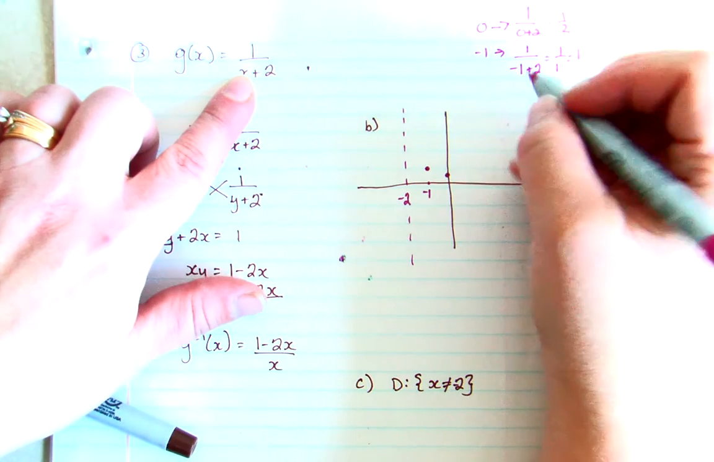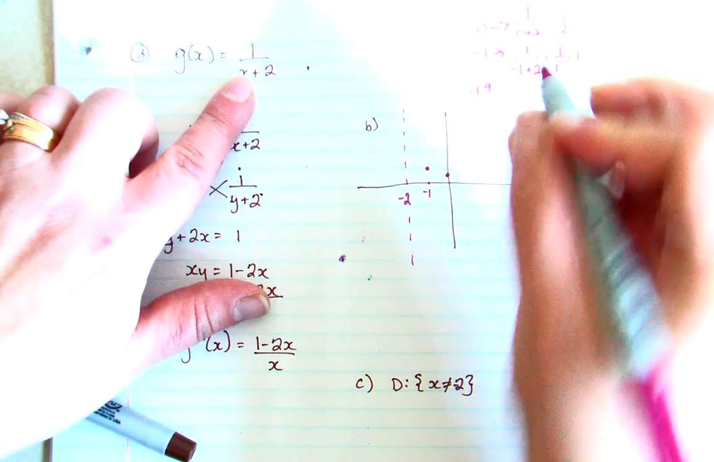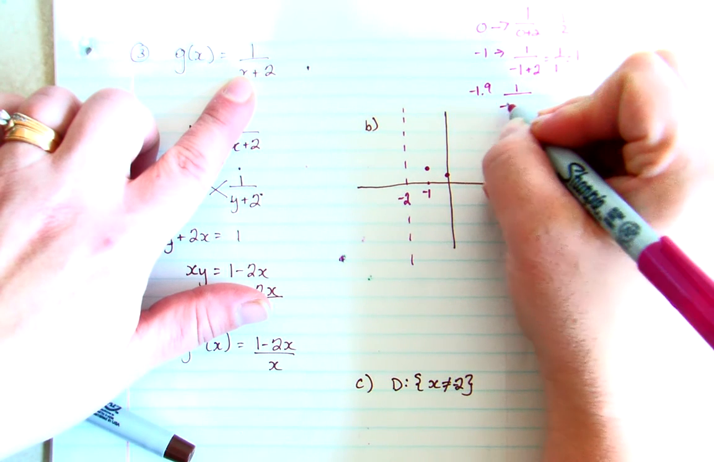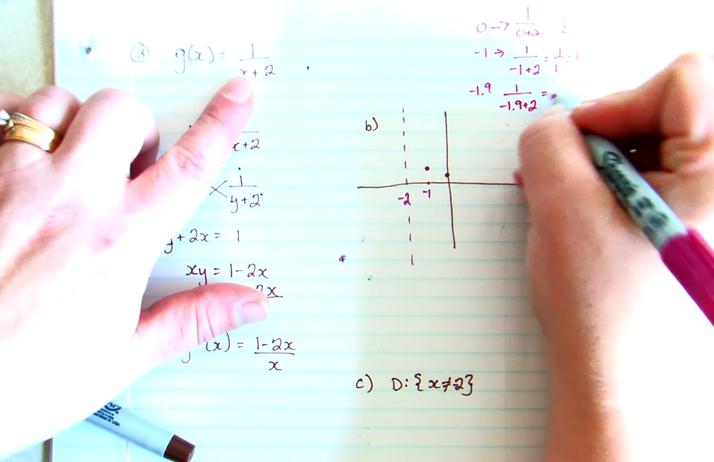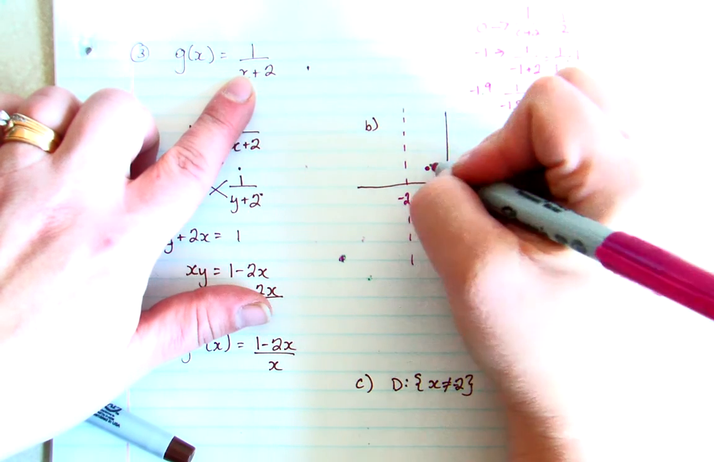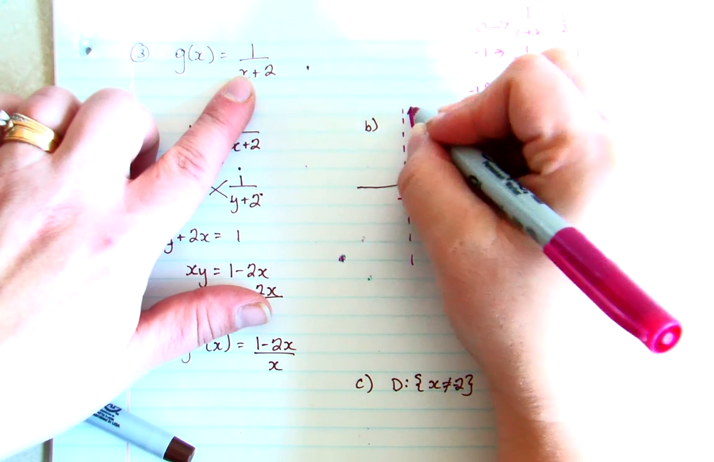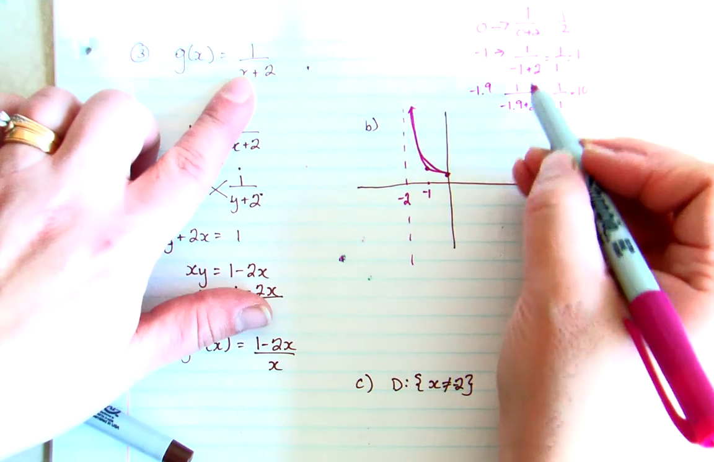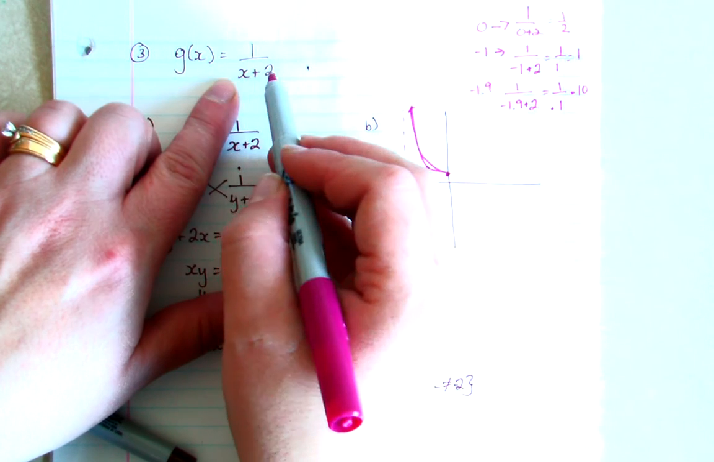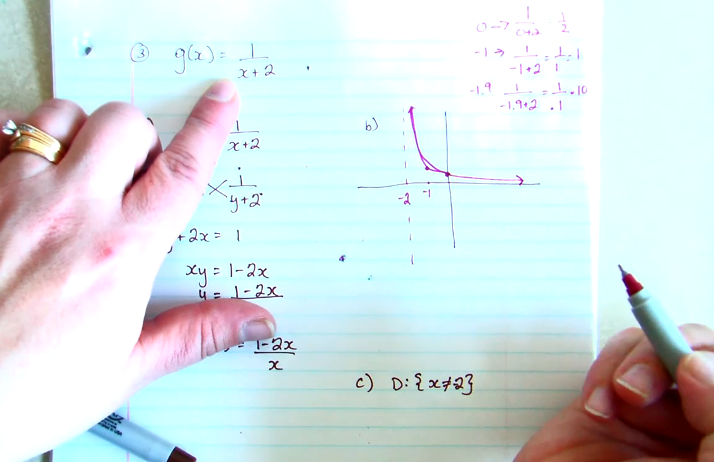Okay. Now I'm going to put negative 1.9 in because I want to figure out what's happening as I approach this asymptote. So I'm going to have 1 over negative 1.9 plus 2, which is 1 over 0.1, which is going to give me 10. So I'm going to be swooping up. And now here, the bigger number I get, the smaller fraction. I'm going to have 1 over 3 plus 2, 1 over 4 plus 2, 1 over 100 plus 2. But they're all going to be positive, so it's going to swoop like that.